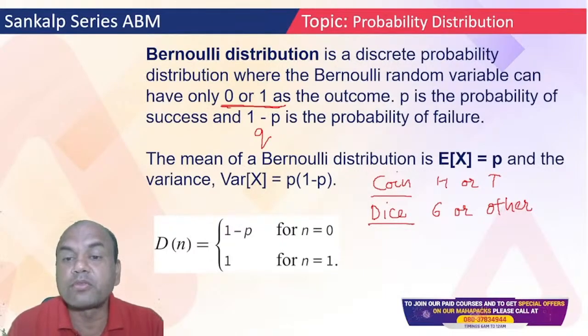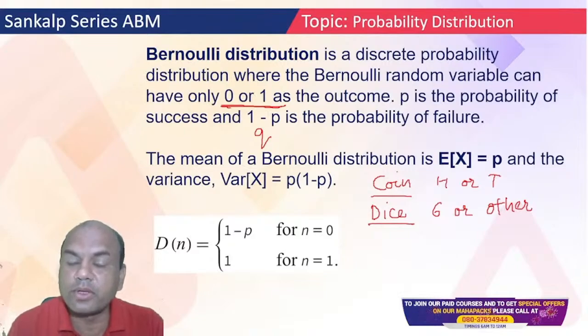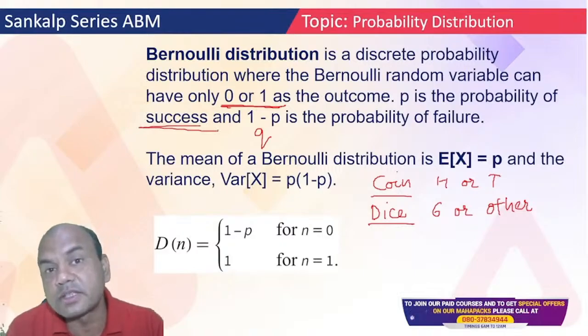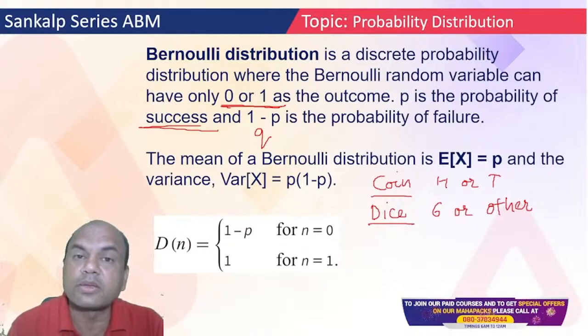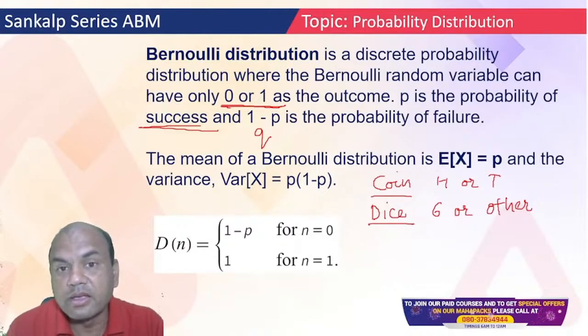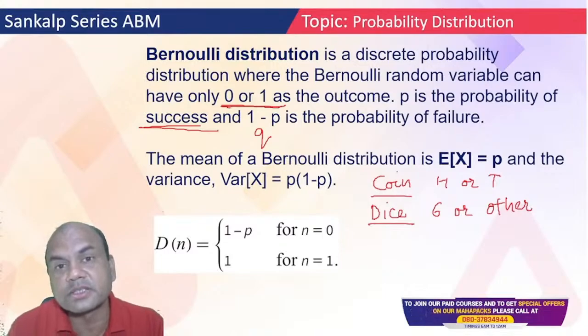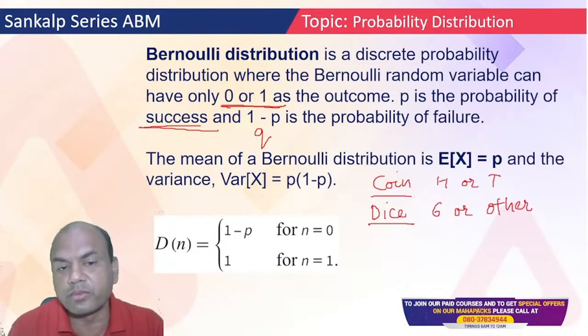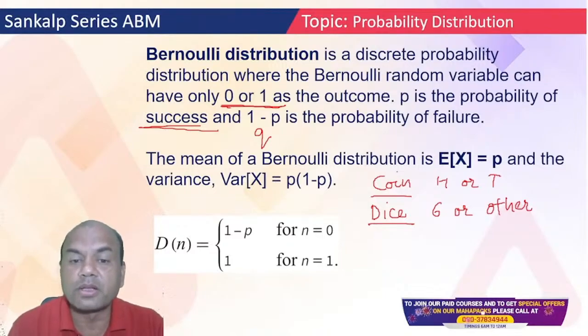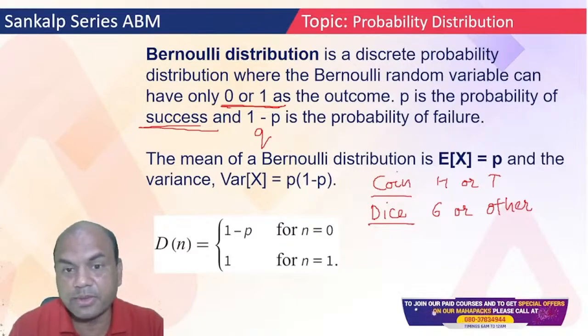P is the probability of success and Q is the probability of failure. Now success means the probability which is asked in the question. If they ask, if I throw a coin, what is the probability of getting a head, then getting the head becomes the success and getting the tail becomes the failure. The mean of Bernoulli distribution is E(x) equals P and the variance is P into Q. So Bernoulli variance is P into Q. Got it? Simple.